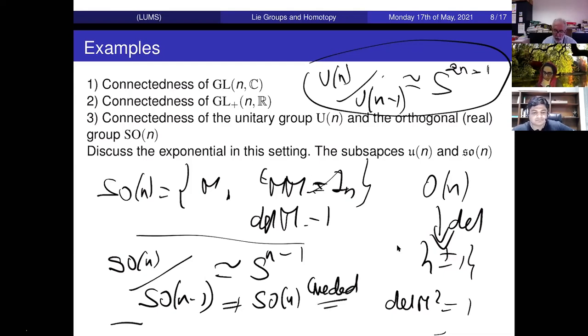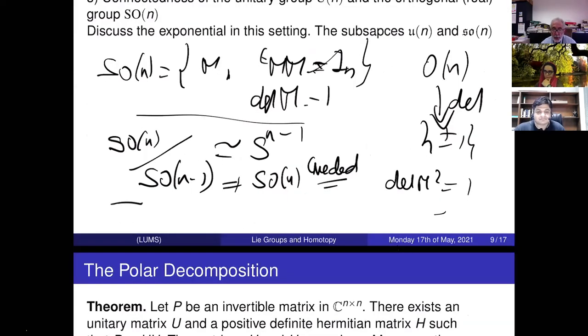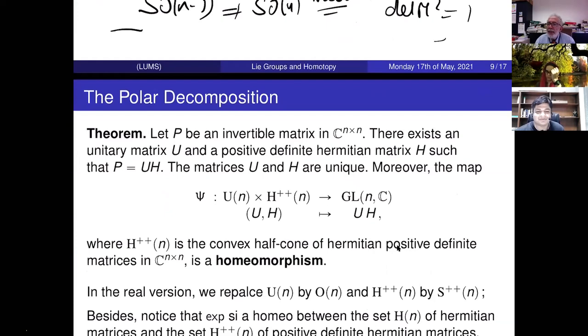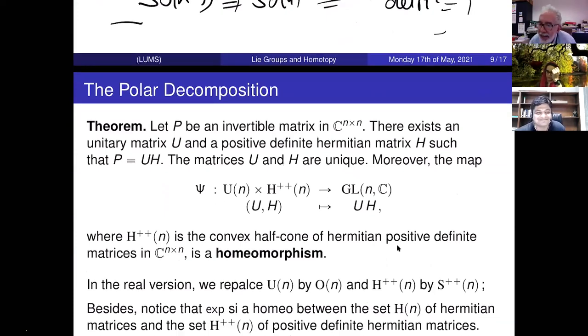Okay, so we have a lot of things which are nice to do with. And now I will pass to something very important, which is the polar decomposition. Is there any question till now? Yes, okay. Okay, Imran? Okay, so we keep in mind UN, ON are compact groups.